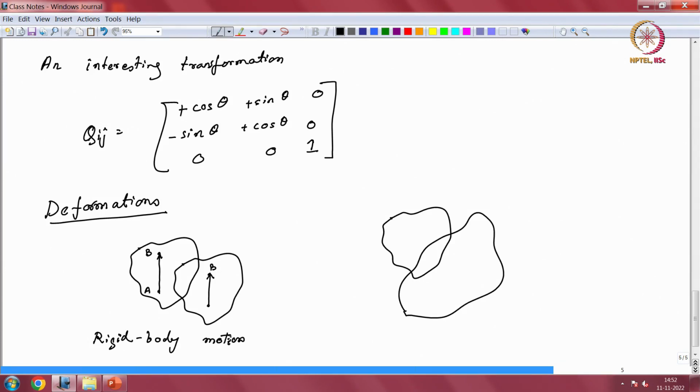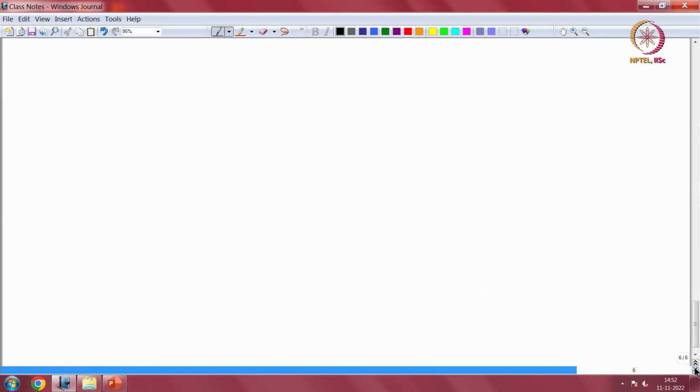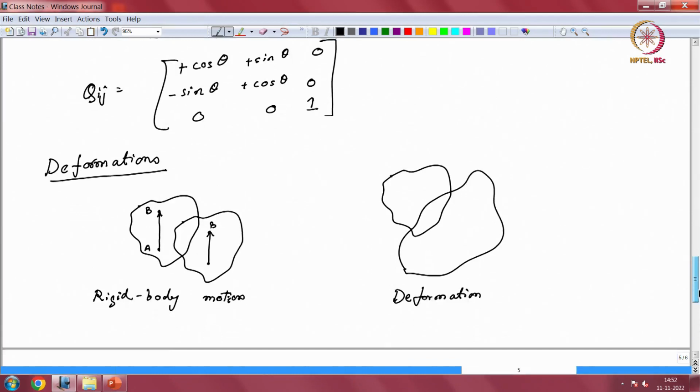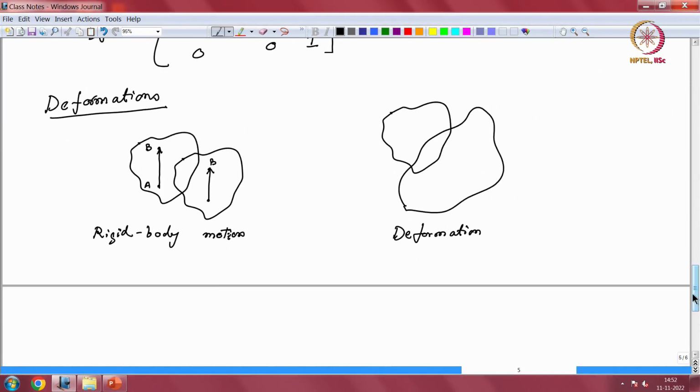This is a case where the body is deforming. So this is a case of deformation. Now here, these 2 points. In the former case, the vector AB is simply translated in space or rotated, but doesn't change as much. The relative positions do not change. Take any 2 points and they will not.